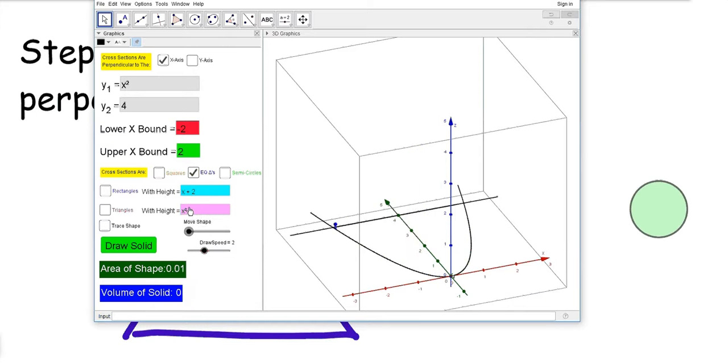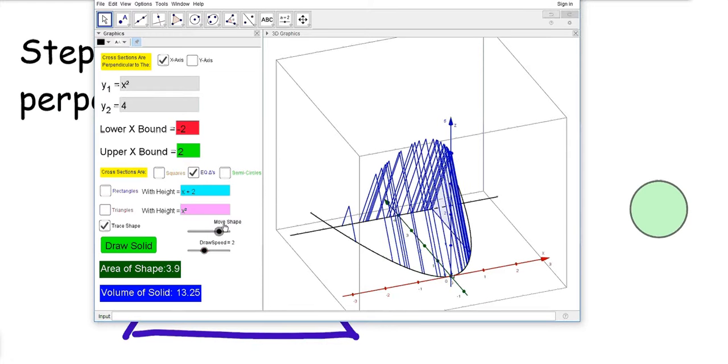Okay, so this is what our cross sections look like. You can see they're parallel to the y-axis. This red down here is the x. Now what I'm going to do is trace these shapes, and then you will be able to see more or less what the solid looks like.